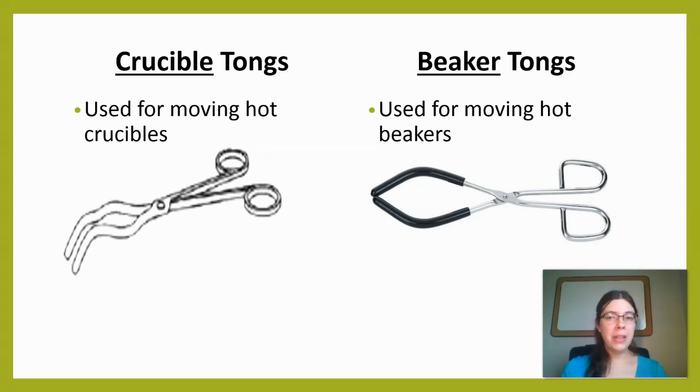The first thing I want to discuss is a comparison of different types of tongs. So we have the crucible tongs and the beaker tongs, and their names are pretty descriptive. Crucible tongs are used to move hot crucibles, beaker tongs are used to move hot beakers. And if you look at the shapes, you can see that they are different.